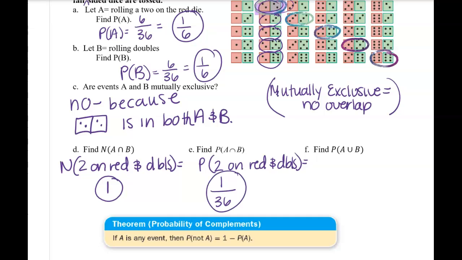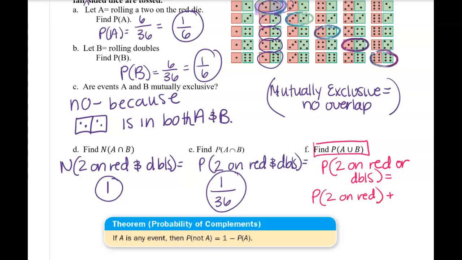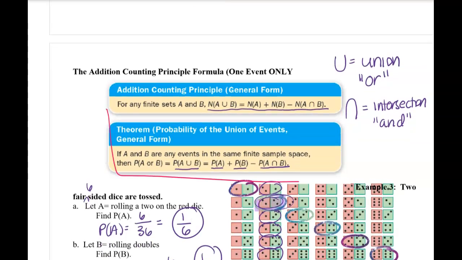So now we're going to find the probability of A or B. And this is where that formula comes in. So the probability of getting 2 on red or doubles equals the probability that you get a 2 on the red die plus the probability you get doubles minus our overlap. So probability of 2 on red and doubles. And so this is this formula up here. So we add the probabilities together and subtract out the overlap.